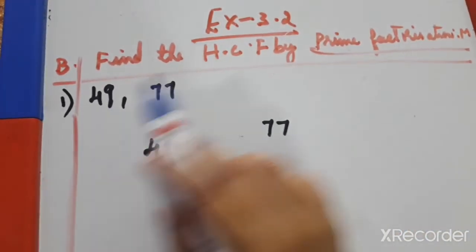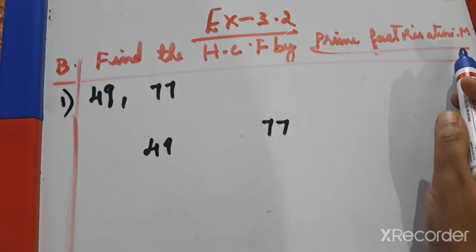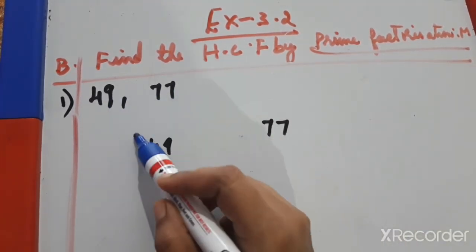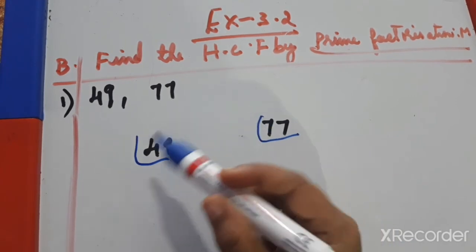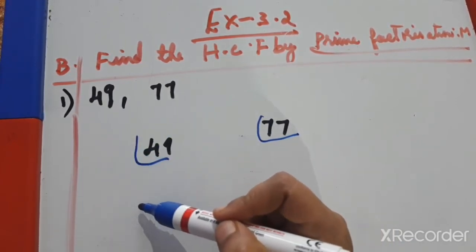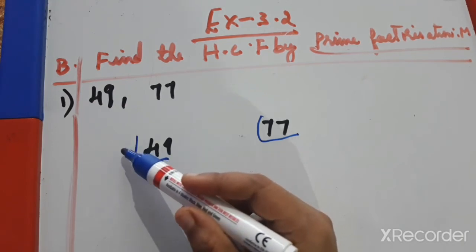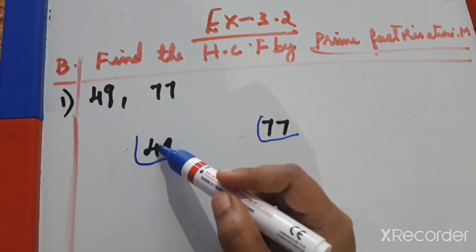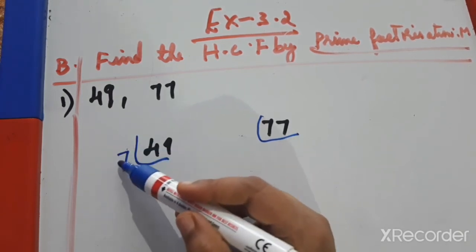Next, B main. Find the HCF by prime factorization method, with the help of the division method: 49 and 77. Now we have to divide with the tables, okay? But the number should be a prime number. Prime factorization means dividing the number by prime numbers. Now, which table does 49 occur in? 7. So divide 49 by 7.